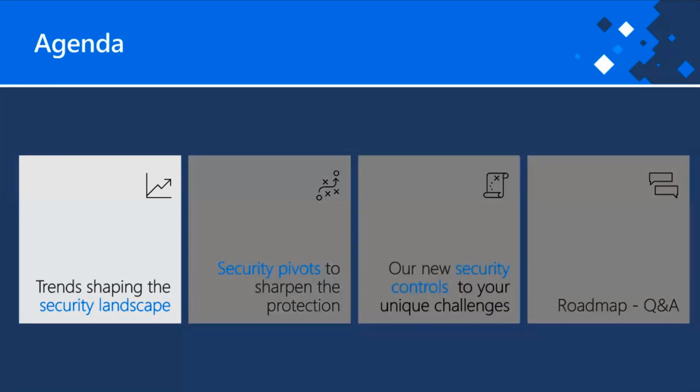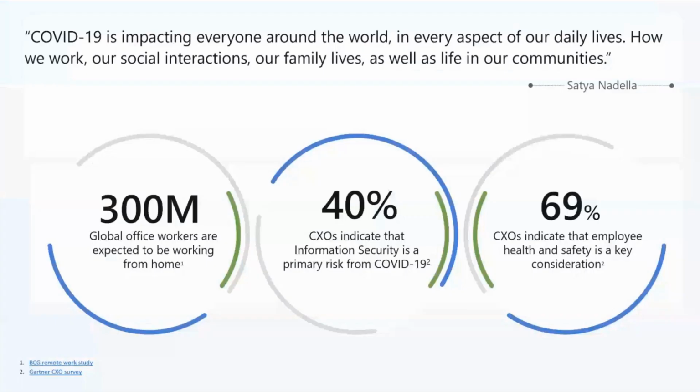Now let's start with the security landscape. As you all know, most of us are working from home. About 300 million global office workers are expected to be working from home. And recent surveys indicate that 40% of CISOs say that information security is a primary risk when everyone is working remotely.